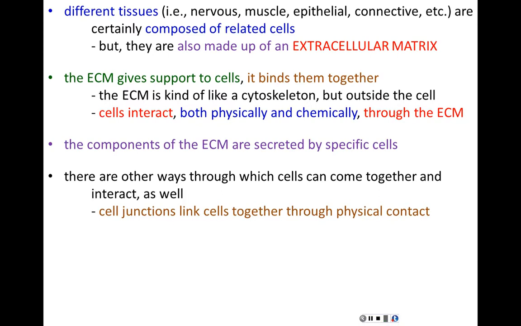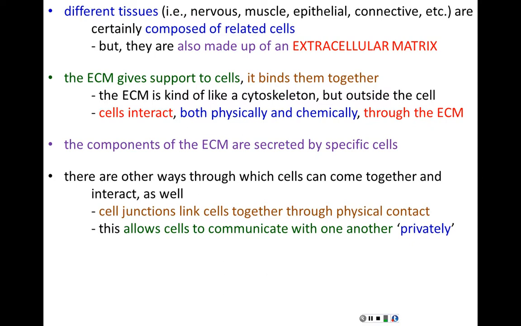Cell junctions are structures which link cells together through direct physical contacts, and we'll talk about cell junctions near the end of the lecture. Some of these junctions allow cells to communicate with one another, have those private, whispered conversations that we referred to in our cellular communication lecture. We're going to be coming full circle on a lot of different topics today, bringing up things that we have covered before, but were unable to cover fully, and now we can kind of close some loops.